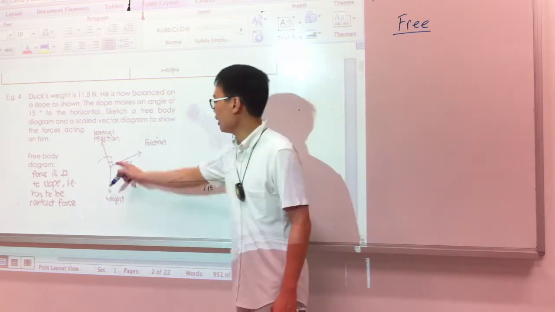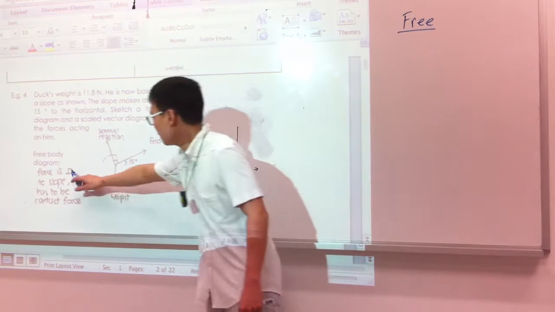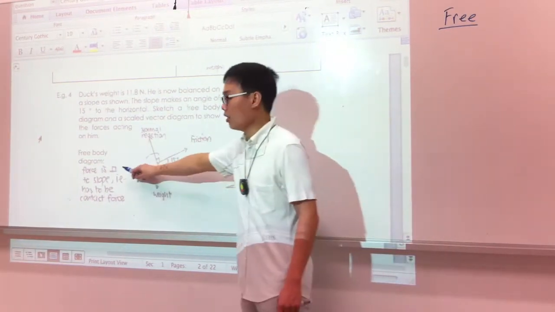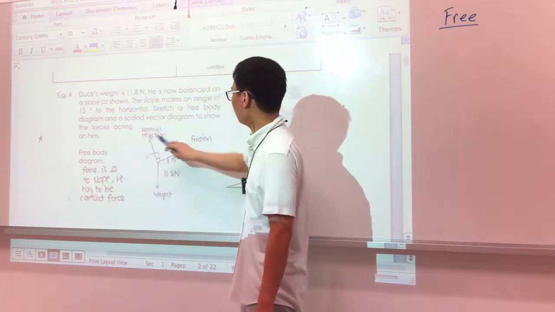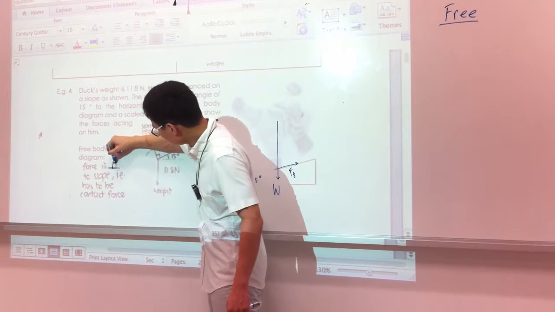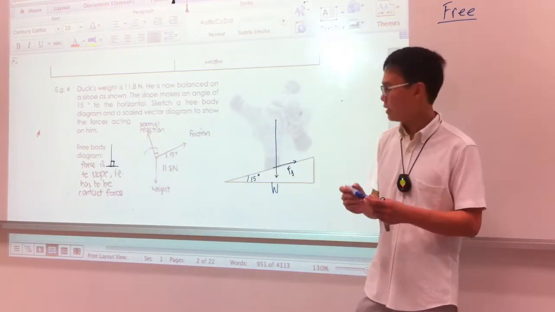And the last one here, you have this thing called the normal reaction force, which is defined as the force perpendicular to the slope. Okay? Did you all write this down before? Can you write down that the normal force is defined as the force that is perpendicular to the slope? Okay, make sure you know that.